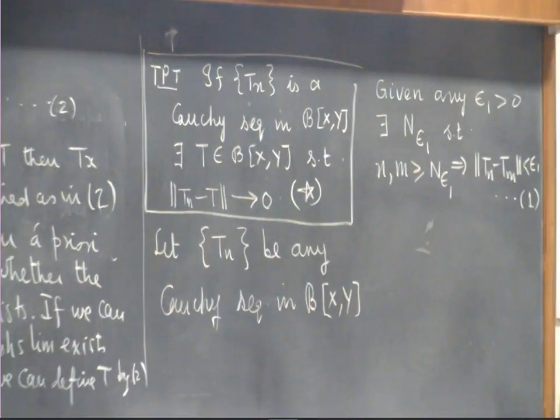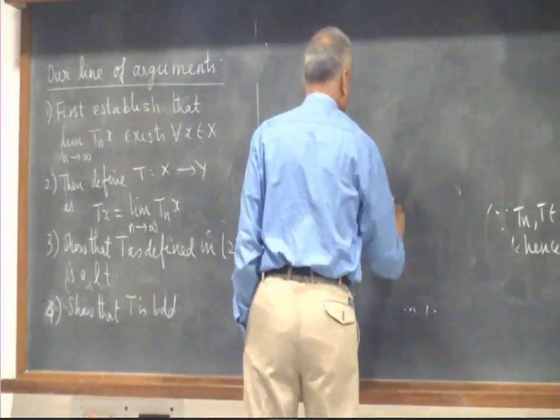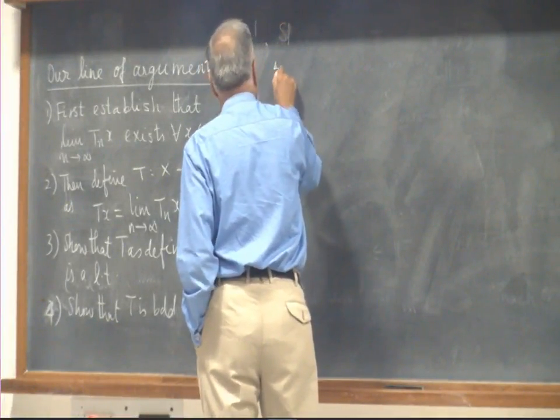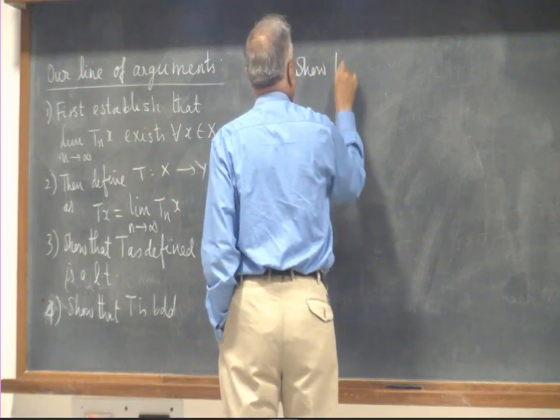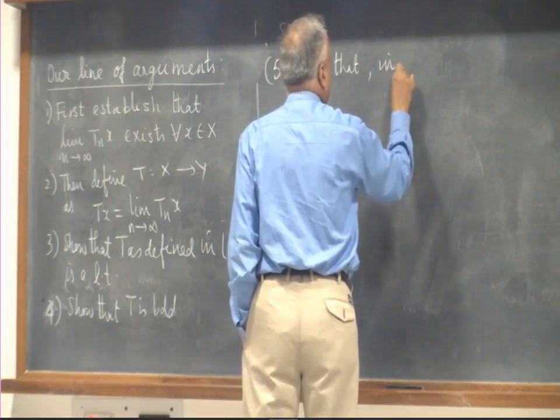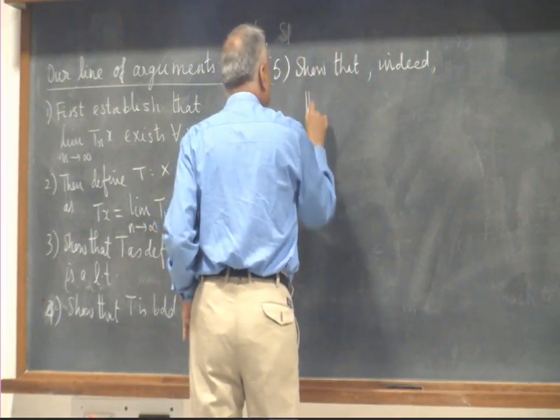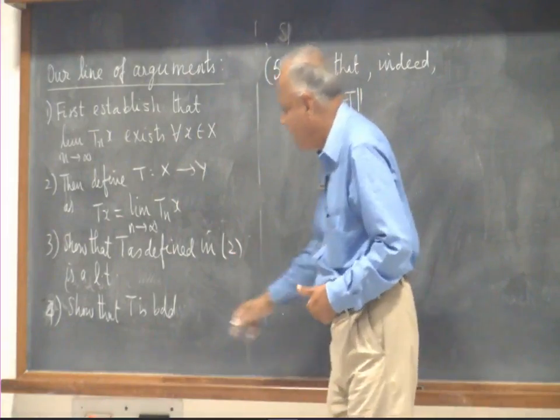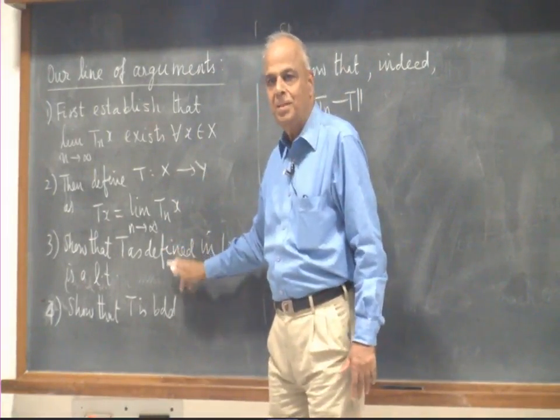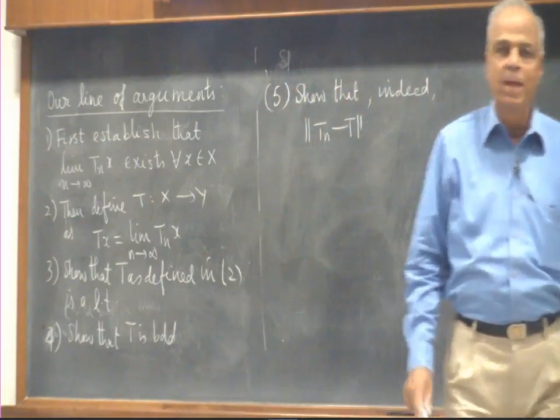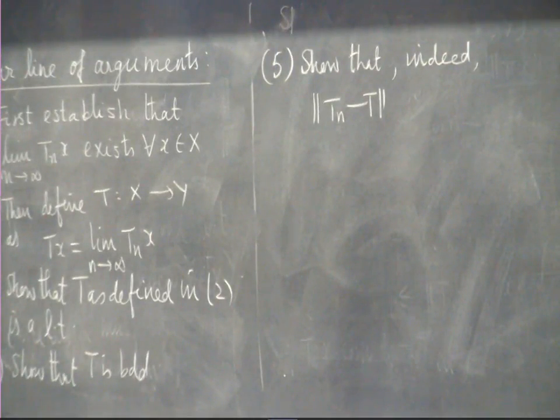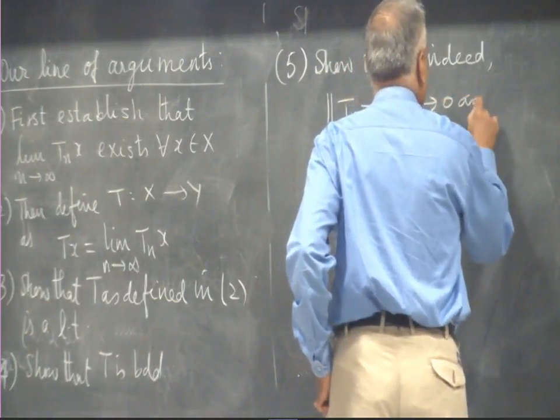The last step is to show that indeed Tn converges to T. Now I can write this because I have established Tn is given to be in B(X,Y). In the previous step I would have established that T is a bounded linear transformation, so it is also in B(X,Y). If Tn is in B(X,Y) and T is in B(X,Y), then Tn minus T is in B(X,Y), so I can start about this norm and that goes to 0 as n goes to infinity.